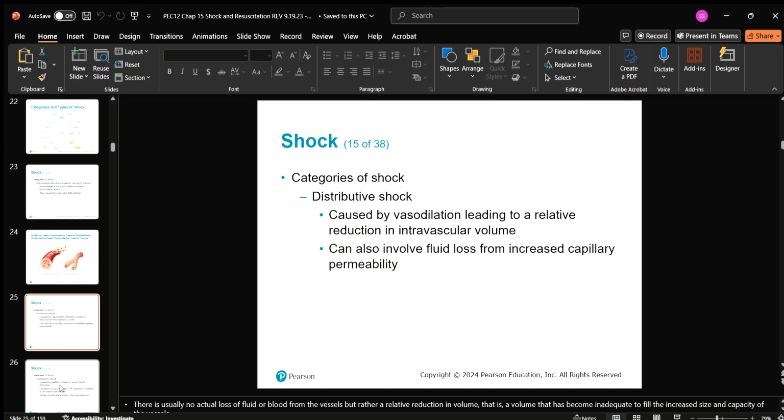Another category is distributive. So we're talking about shock caused by vasodilation. What did we say was one reason for vasodilation? Anaphylaxis. That's a big one.